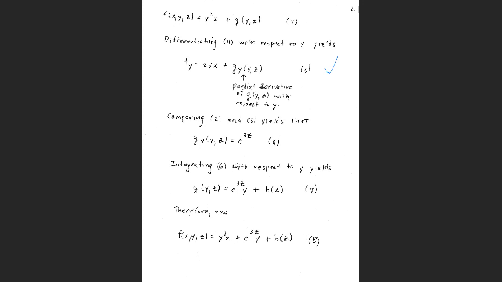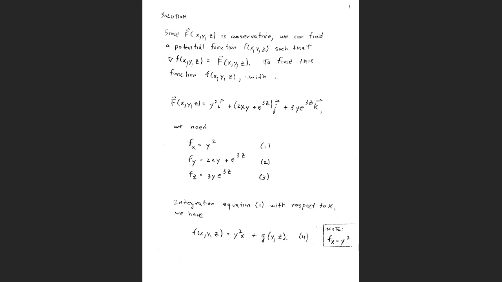All right, well, moving forward then, what I'm going to do is compare equation 5 with equation 2. If I go back and look at equation 2, it was the partial derivative of f with respect to y equals 2 times x times y plus e to the 3z. Well, based on equation 5, e to the 3z is going to have to be equal to the partial derivative of g with respect to y.